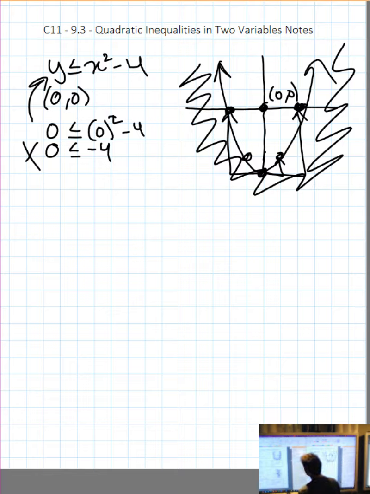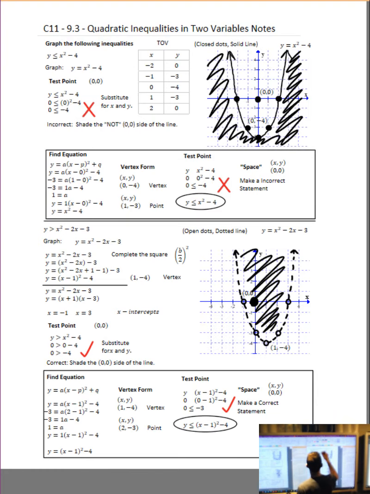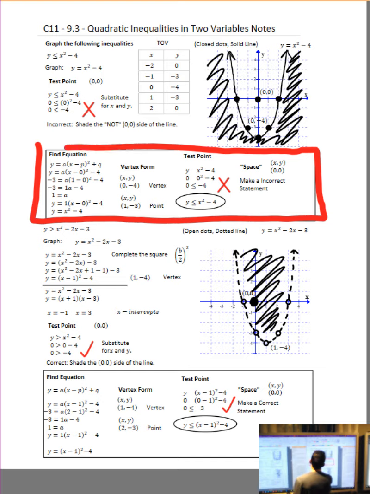Okay, so let's very quickly look at the notes. I'm going to put a big red box around where we're looking, so in the middle here. Now we're going to be going a little bit faster because we already did these exact same instructions two sections ago in 9.1. And we did so much of it in previous chapters of quadratics.